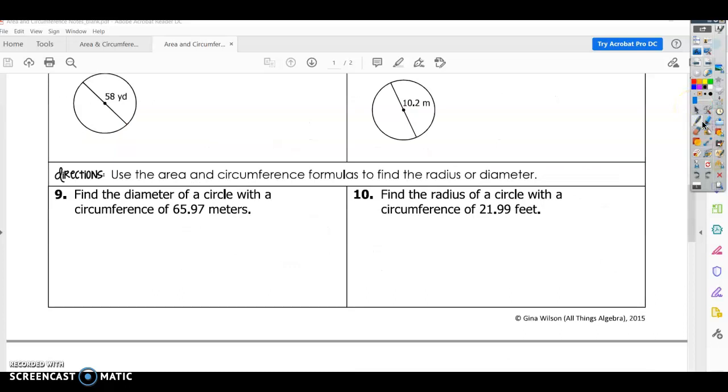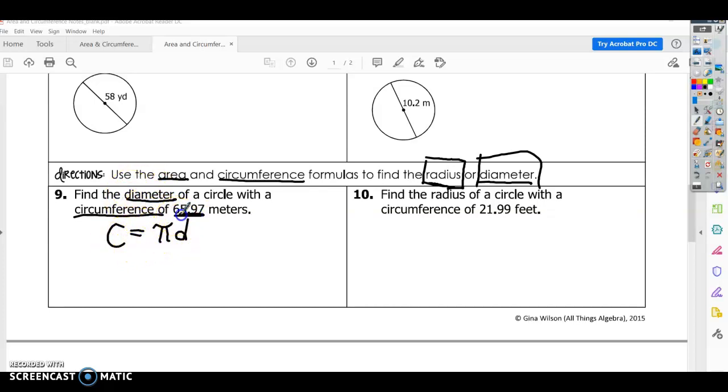All right, for 9 and 10, it says use the area and circumference formulas to find the radius and the diameter. So this time we're kind of working a little bit backwards. We're still using the same formulas, but now we're looking for the radius or the diameter. So number 9 says find the diameter of a circle with a circumference of 65.97. All right, so if it has the circumference, we know we're using the circumference formula. So circumference equals pi times diameter.